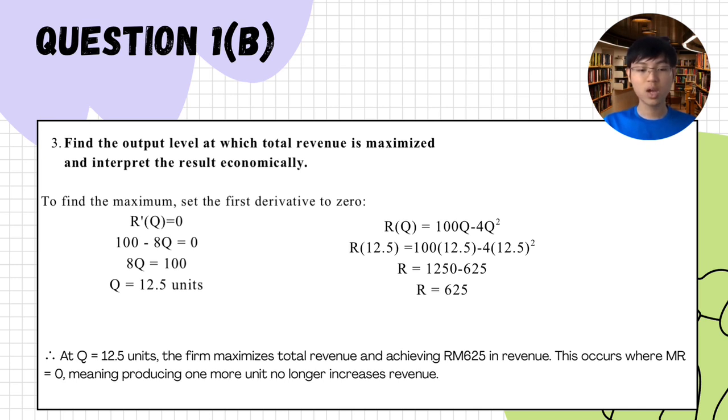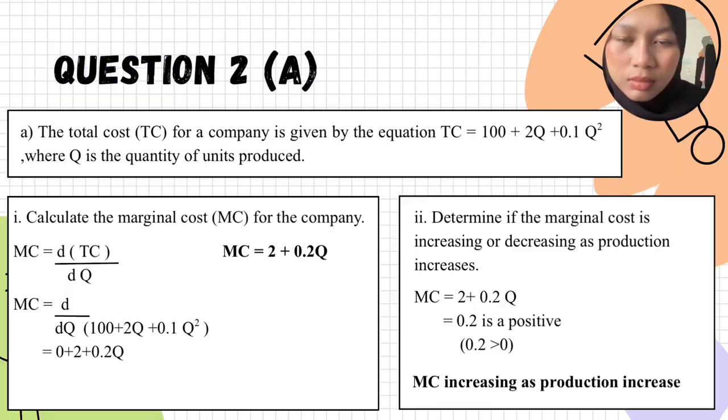This occurs where MR equals 0, meaning producing one more unit no longer increases revenue.